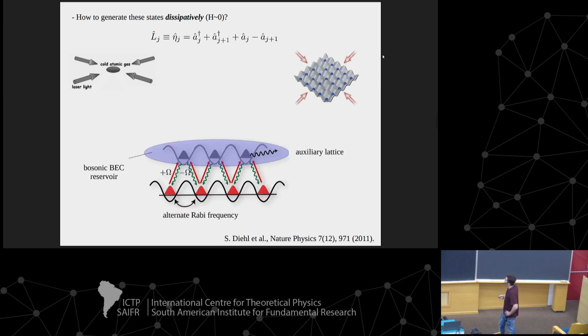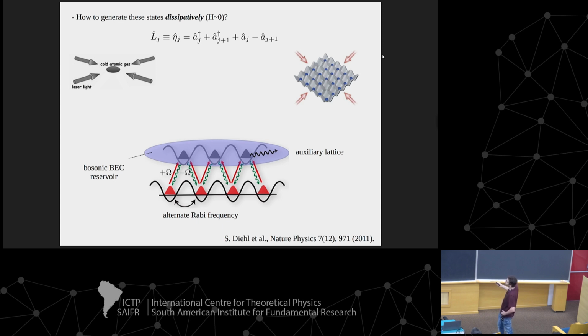And then the idea by Sebastian Diehl and collaborators was to use essentially two one-dimensional optical chains. So instead of these two dimensions, you can restrict to one dimension. But then you create not just one, you create two of them.